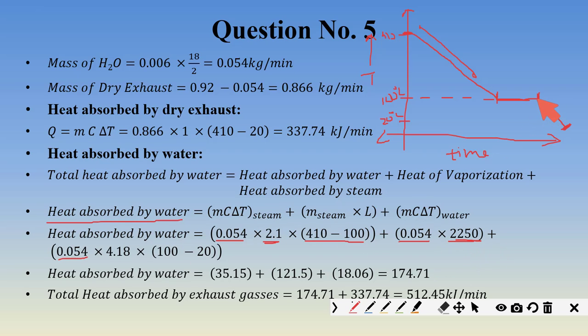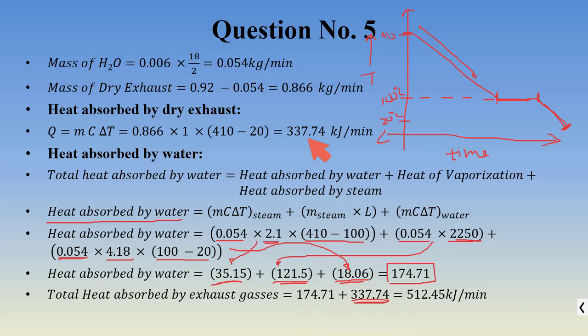And again the water, now it has become water. The water is cooling down. So mass flow rate of water, this is the specific heat capacity of water, and it is cooling from 100 degrees Celsius to 20 degrees Celsius. So this is the total amount of heat that is absorbed by the water or steam. This is absorbed by steam, this is absorbed by steam for condensation, and this is absorbed by the liquid water. So this is the total amount of heat absorbed by the water part of the exhaust gases, or the wet exhaust, and this is the amount of heat absorbed by the dry exhaust.